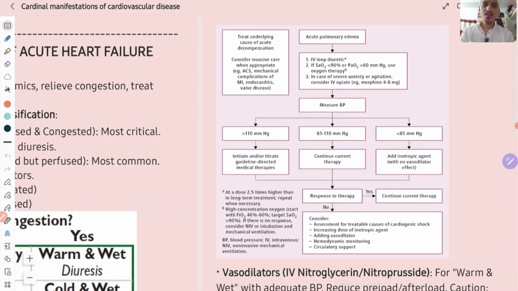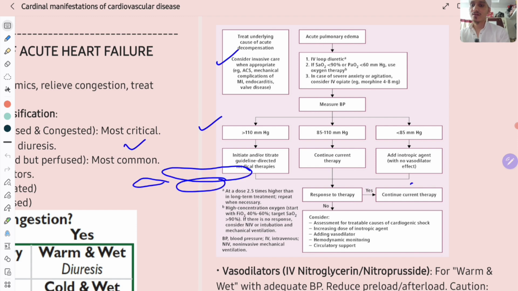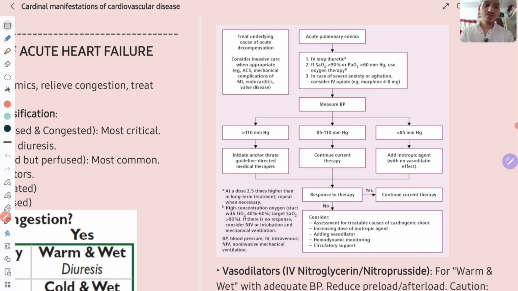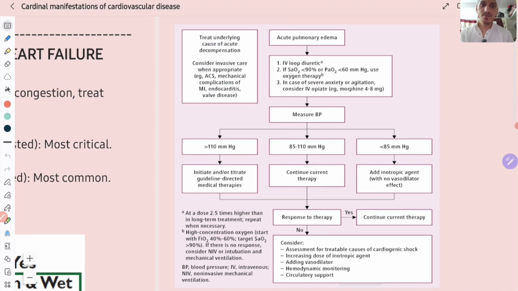Now we will see how you will monitor the patient. That's the dosage we have learned depending upon the severity of the congestion. I will just zoom it out. See here: treat the underlying cause of acute decompensation. Along with giving this symptomatic therapy, you should treat the underlying cause of acute decompensation. Consider invasive care when appropriate.